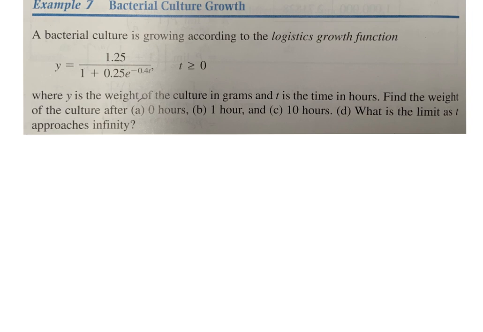Typically when they give you a bacterial growth problem, either they'll say it's continuous and they'll give you an initial starting amount and it works out to e to the RT, or they'll give you a formula. The bacterial growth is growing according to this growth function, and they give you the growth function. Y is the weight of the culture in grams, T is the time in hours. Find the weight after 0 hours, 1 hour, 10 hours. Well, you're just literally plugging in 0, 1, and 10 into your time.